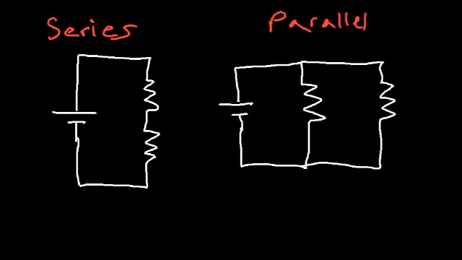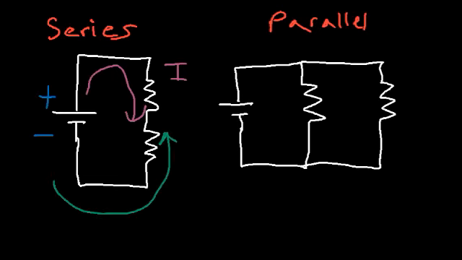The longer side of the battery is the positive side and the shorter side is the negative side. Conventional current flows from positive to negative. Conventional current represents the flow of positive charge, but electrons flow in the opposite direction, from negative to positive.